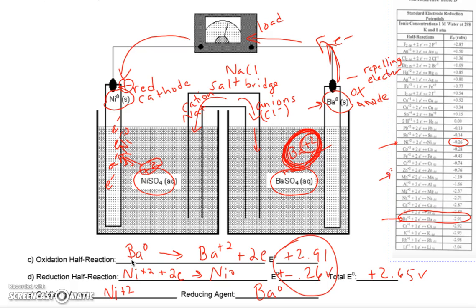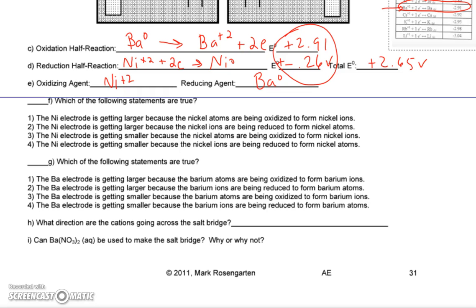Let's take a look at the questions remaining at the bottom of this page. Question F says, which of the following statements is true? The nickel electrode is getting larger because the nickel atoms are being oxidized to form nickel ions. Well, that is not correct because the nickel atoms are not being oxidized. We do know that the nickel electrode is getting larger, and in this case it's getting larger because the nickel ions are being reduced to form nickel atoms. So choice number 2 is the correct answer.